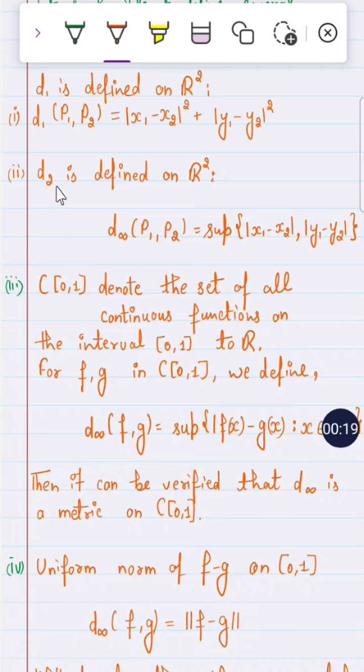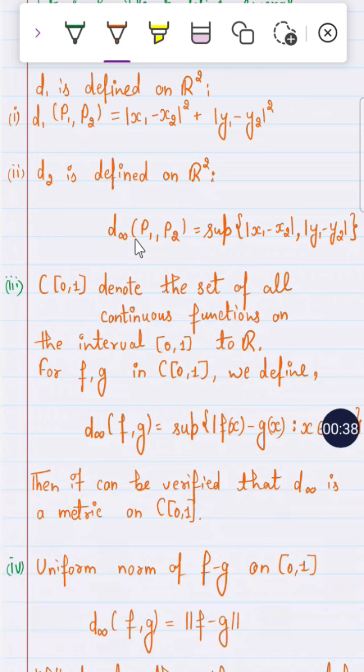Now D2, the other metric, is D2, which is defined on R2. This is a metric space. These are the functions. We should prove the three properties, and then we can say this function describes a metric space on R2. Okay, what is this function?